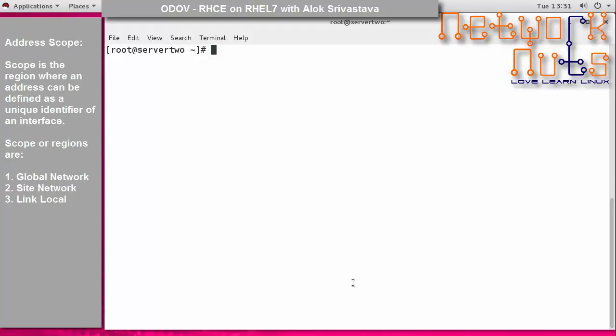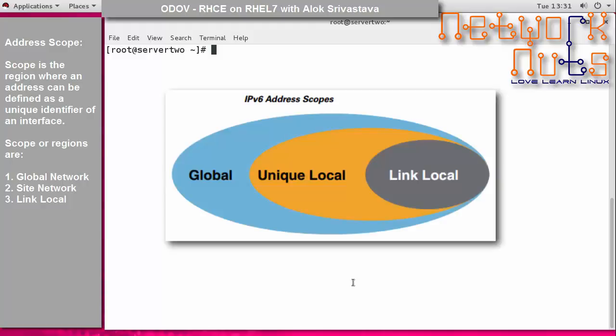Now let's understand the address scope. What is a scope? Scope is a region where an address can be defined as a unique identifier, meaning up till where the address is valid. So the scopes or regions in IPv6 are global network, site network, and the link address, or we call it link-local address.